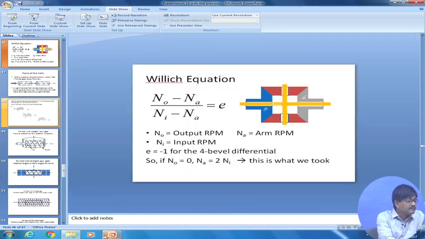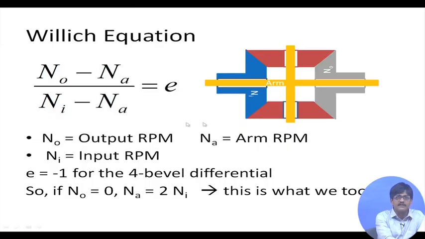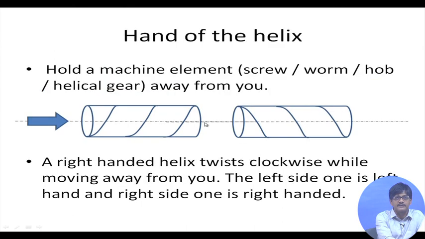Coming back, let's start again. So this one is now understood and accepted. Now, we had a discussion on the hand of the helix. How do we decide upon the hand of a helical member?